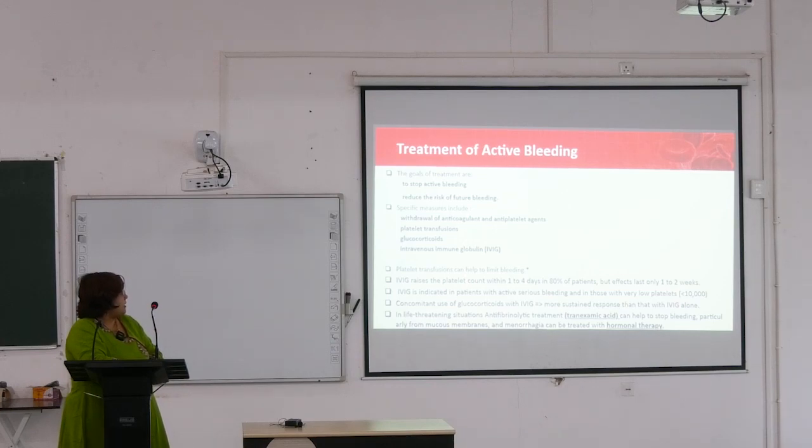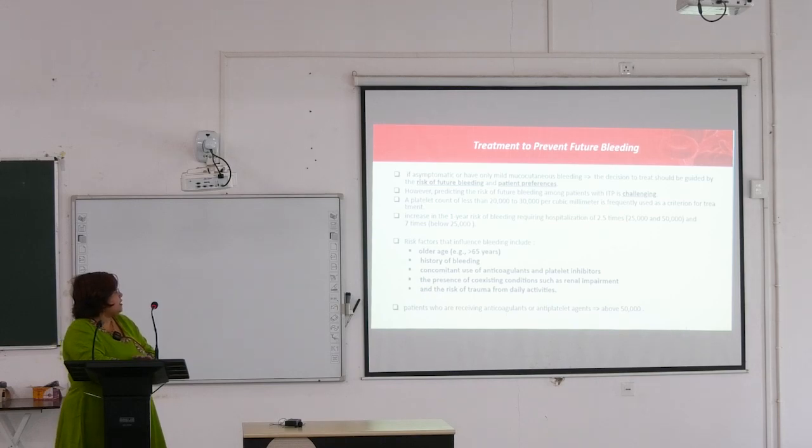IV immunoglobulin is given, but the effect lasts for 1 to 2 weeks only, and IV immunoglobulin is given for serious bleeding and those with very low platelets, like less than 10,000. If the platelet count is less than 10,000, that means there will be spontaneous bleeding anywhere, from mucosa, from skin, intradural hemorrhage, subdural hemorrhage, everywhere. And there may be menorrhagia, which can be treated with some antifibrinolytic agent or hormonal therapy, but these are all symptomatic management of the symptoms. These are not proper management.